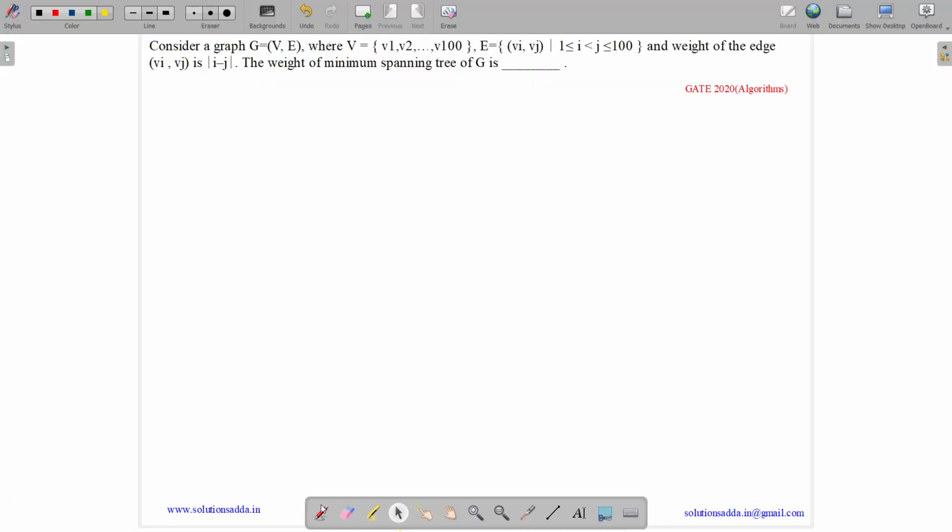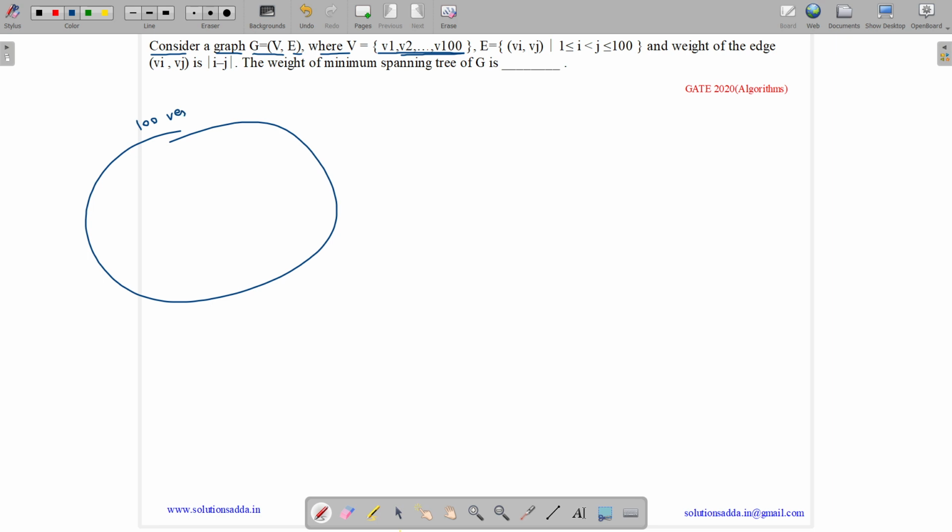This question belongs to the algorithms subject and was asked in GATE CSE 2020. The question states: consider a graph G = (V, E), where V is the set of vertices from 1 to 100. So we basically have 100 vertices, V1 up to V100.